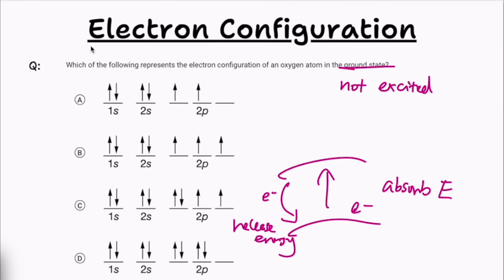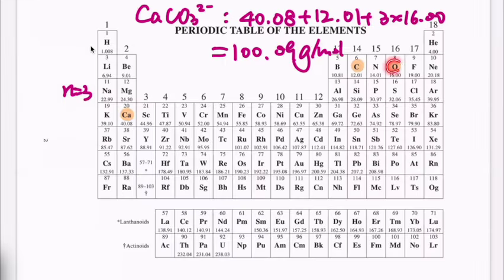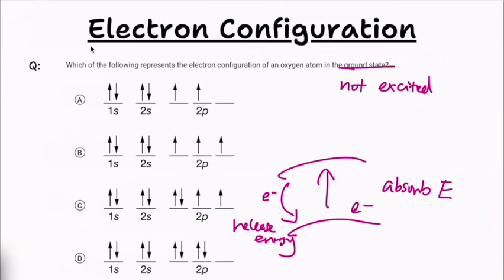Okay, and for oxygen, first off, oxygen has the atomic number of 8, which means oxygen has 8 protons and 8 electrons. So I know immediately A is not correct, because A has only 6 electrons, and B has only 7 electrons. So the answer is either C or D.